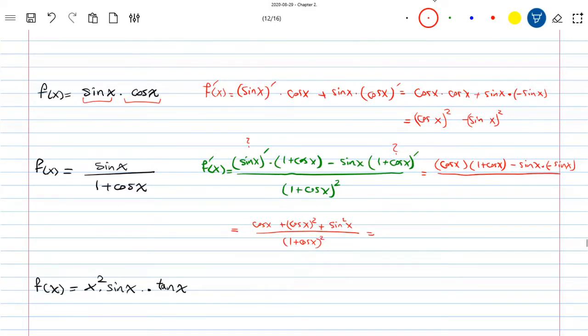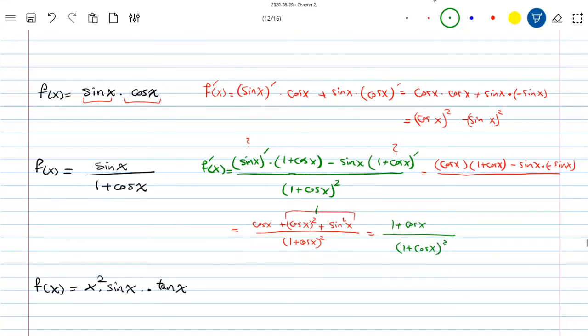Okay, what is cosine squared x plus sine squared x? This thing in the numerator. You don't need to simplify, but there is an identity. Cosine squared plus sine squared is simply 1. So you have 1 plus cosine x in the numerator. The denominator is (1 plus cosine x) squared.